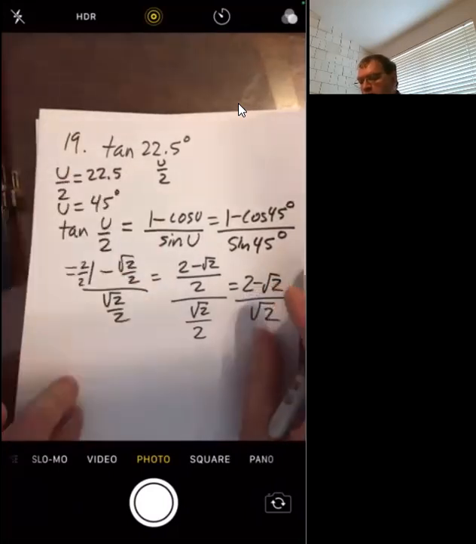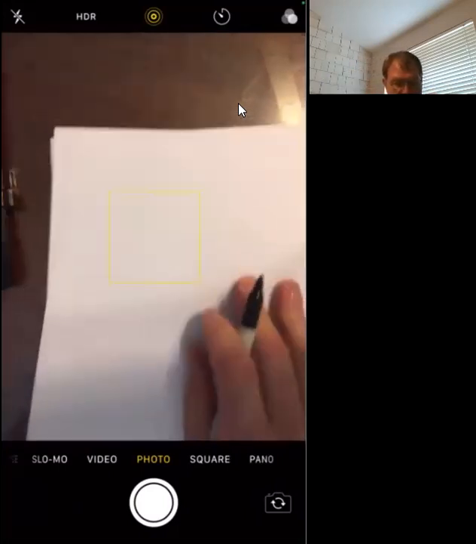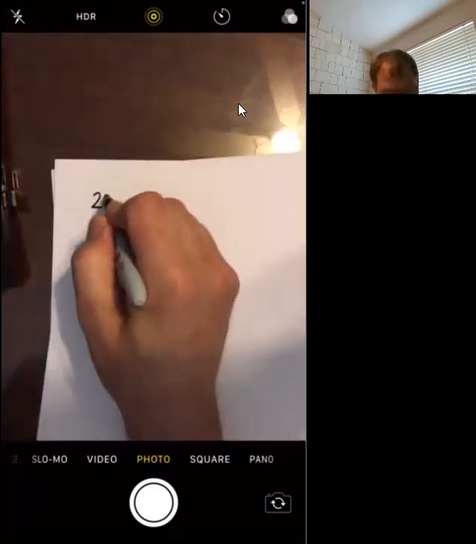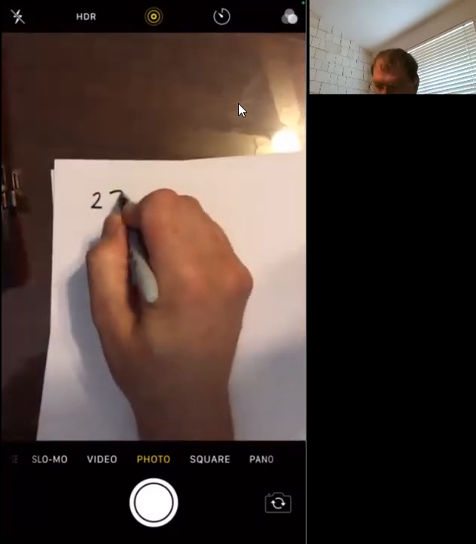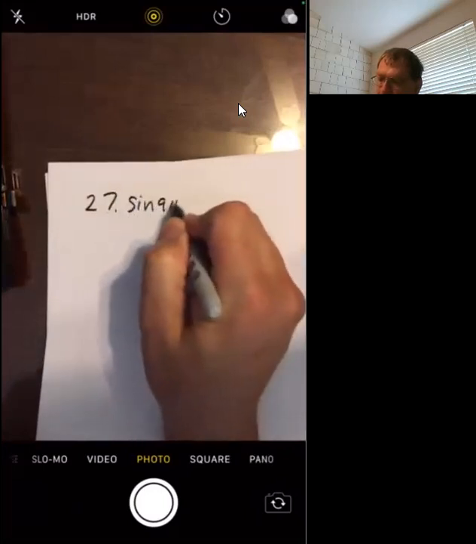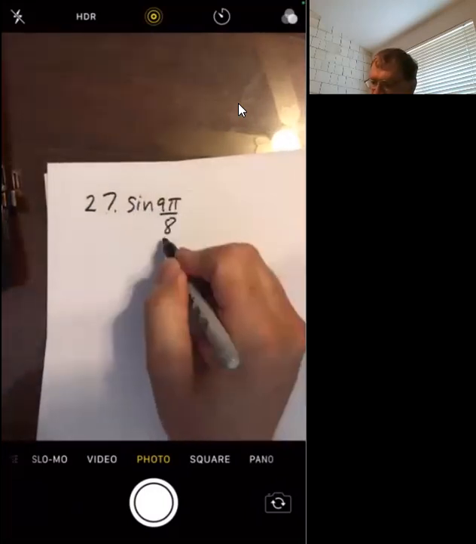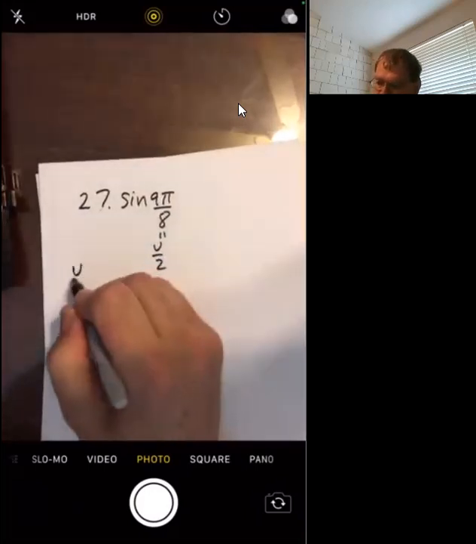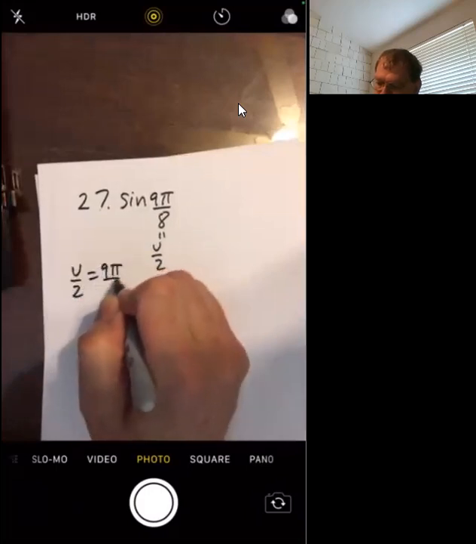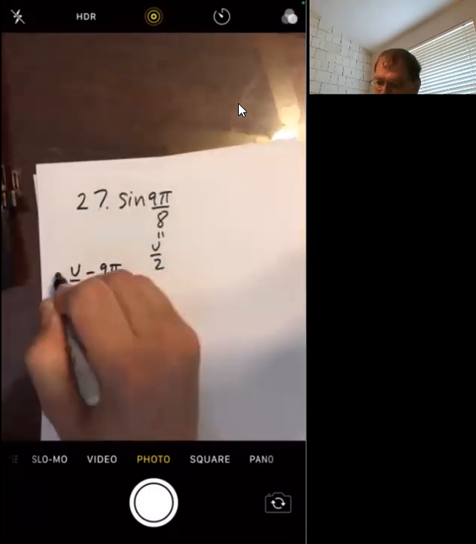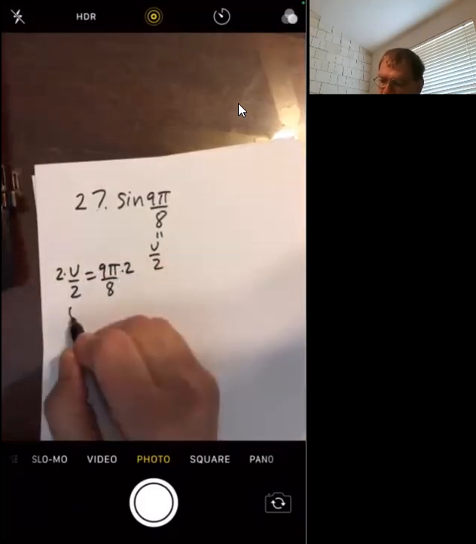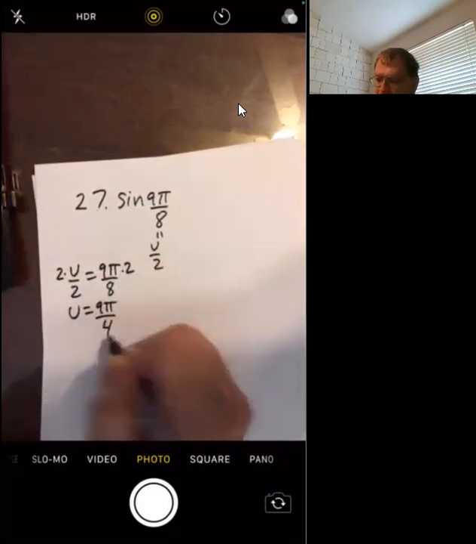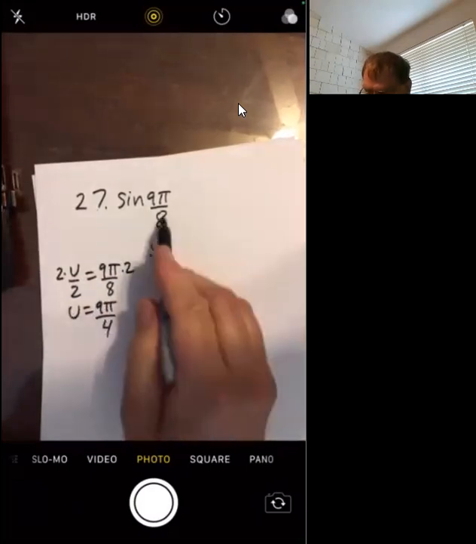How about one like 23? That's a strange one. Pi over 8, tangent of pi over 8. Or maybe we'll do 27, the sine of 9 pi over 8. Remember, you want to set that equal to u over 2 to find out what your u is. u over 2 equals 9 pi over 8. So if I multiply by 2, I get u is 9 pi over 4. Doubled this.